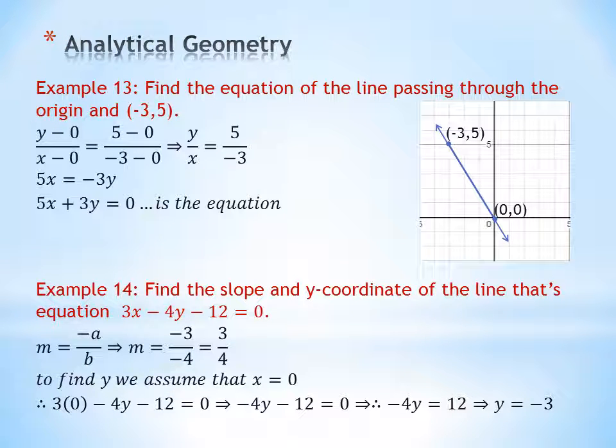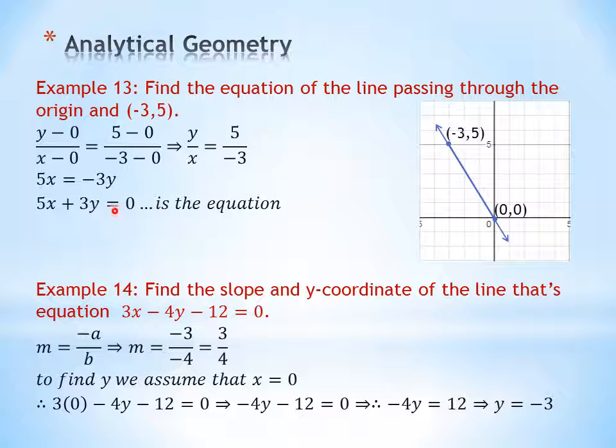In example 13, find the equation of the line passing through the origin and (-3, 5). The origin is the point (0, 0). So I have two points. Directly I go to my relation: y minus y1 over x minus x1 equals y2 minus y1 over x2 minus x1. This is 5 and this is negative 3. Proportion, since y minus 0 is y, x minus 0 is x. So negative 3y equals 5x. Transfer negative 3y here: 5x plus 3y equals 0. This is the equation.